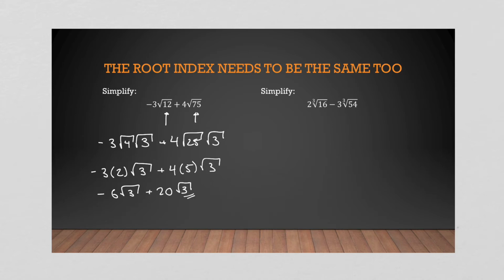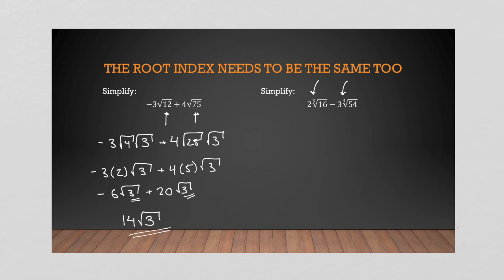And now I have the same indexed root and the same object within it, so I can now combine them. Negative 6 plus 20, I get 14 and then times the square root of 3. Beautiful, lovely. That's how we do it. Now, watch the root index, because now I'm looking at a cube and a cube.